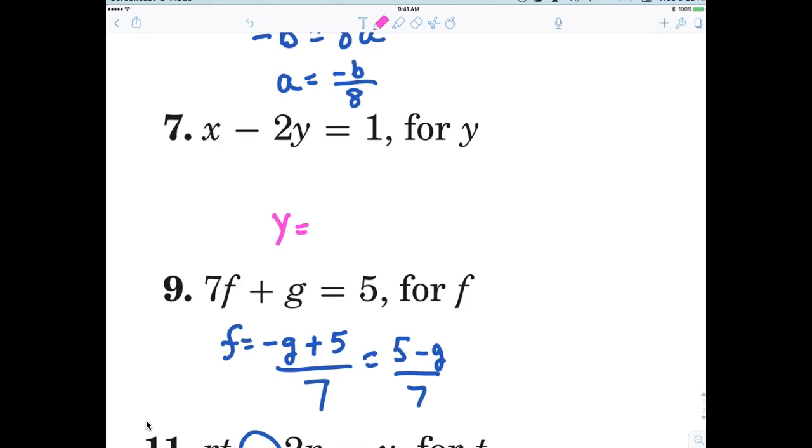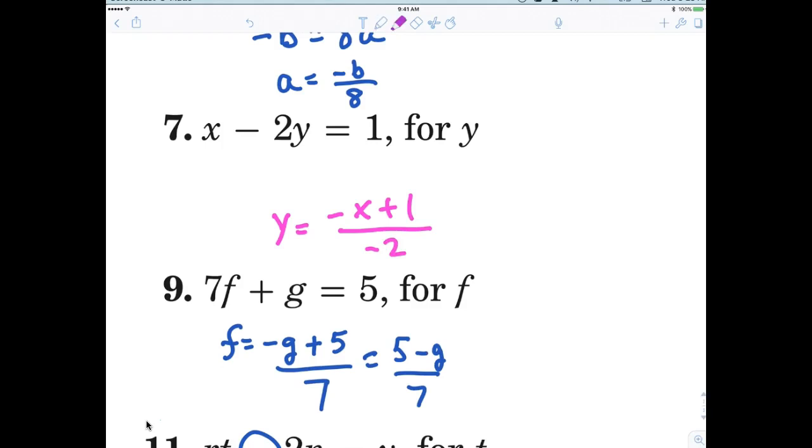Yes, negative x plus 1. Very nice. Over what? Be careful. Yes. Very good. That is the correct answer. All right, put your hand down and let me explain things.